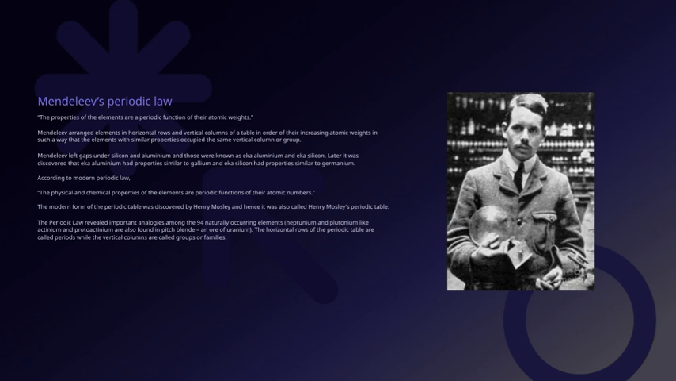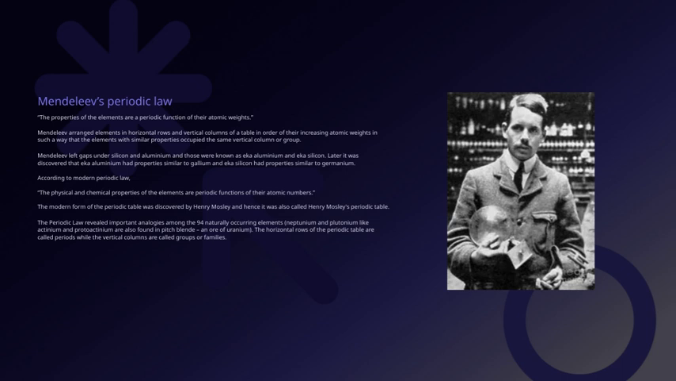The key idea here is that the physical and chemical properties of elements follow a periodic pattern based on their atomic numbers. According to the modern periodic law, as we move across the table, the properties repeat periodically with increasing atomic numbers. Mendeleev, who created an earlier version, left gaps in his table under silicon and aluminum. He called these eka-silicon and eka-aluminum, meaning one atom below silicon and aluminum. Later, scientists found that eka-aluminum had properties similar to gallium, and eka-silicon resembled germanium.